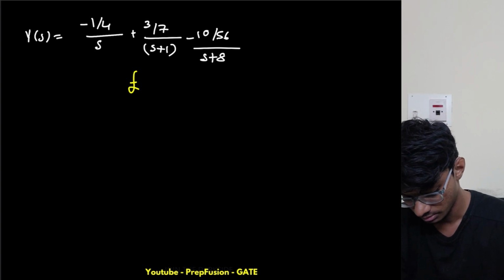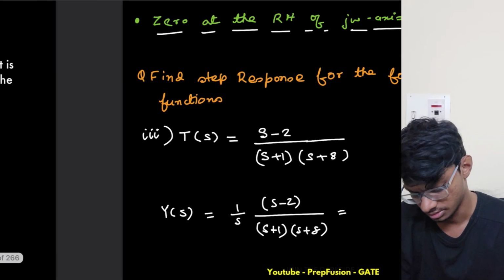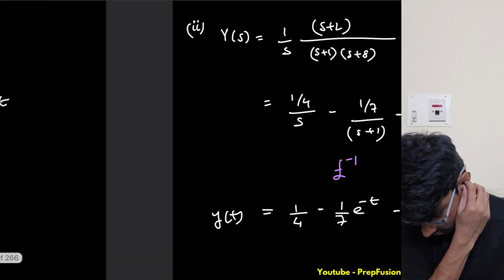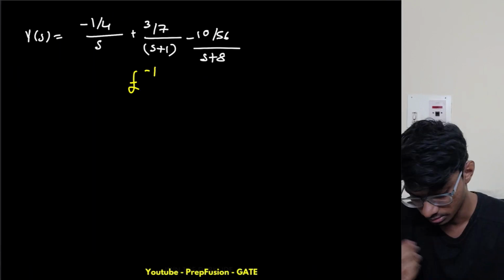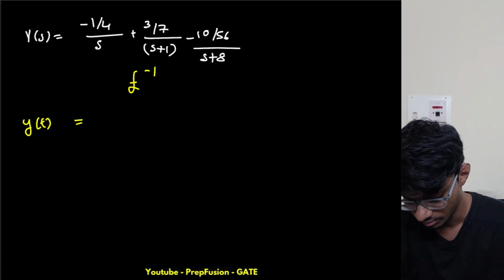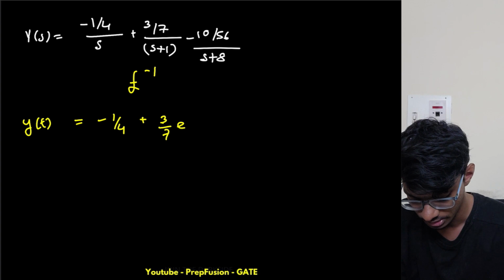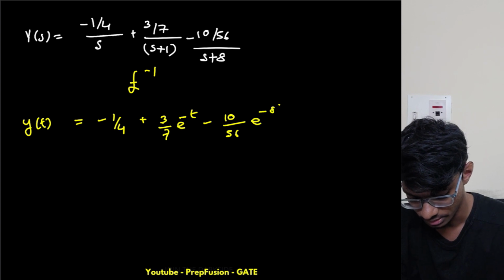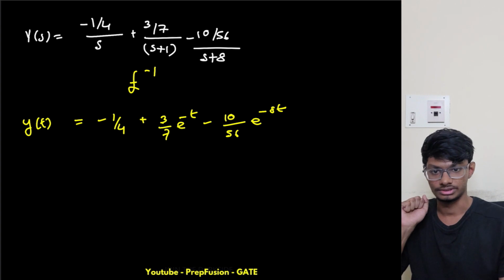So what will be my Laplace inverse of this in the time domain? What will be my output? It will be minus 1 by 4 plus 3 by 7 e raised to power minus t minus 10 by 56 e raised to power minus 8t. Okay, so yeah, this is my output basically.